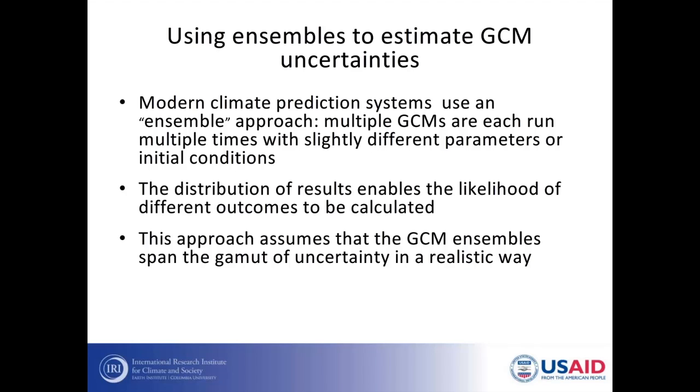In the previous slide, we saw the output of GCMs given in terms of ranges, the pink range and the blue range of changes in temperature. Modern climate prediction systems use an ensemble approach. Multiple GCMs are each run multiple times with slightly different parameters or initial conditions. So the distribution of the results, the spread of the results, enables the likelihood of different outcomes to be calculated precisely. This approach assumes that the GCM ensembles span the gamut of uncertainty in a realistic way.